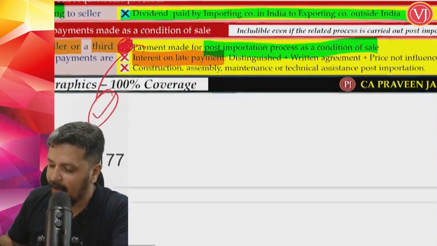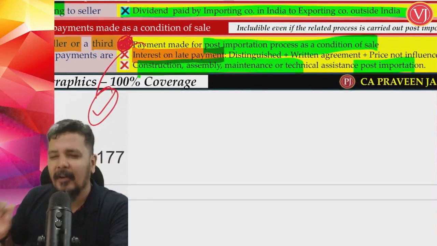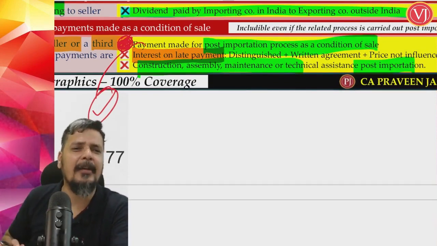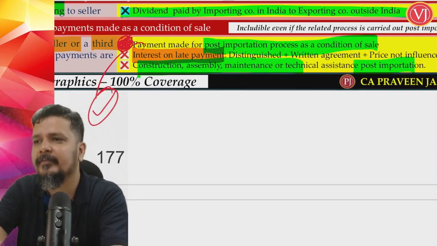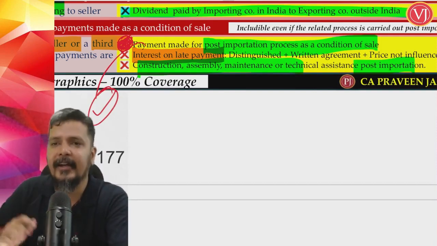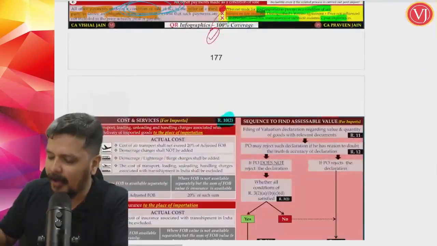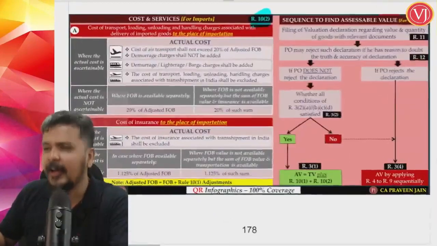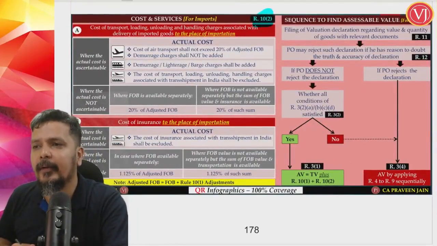Any other work which is done in India after importation is not added, assuming that it is not part of condition of sale. If it is part of condition of sale, add it. If it is not part of condition of sale, forget about it. So that is all and all about your 5 additions of rule 10.1.